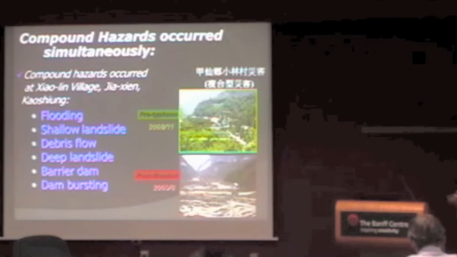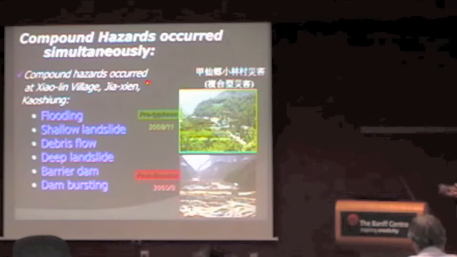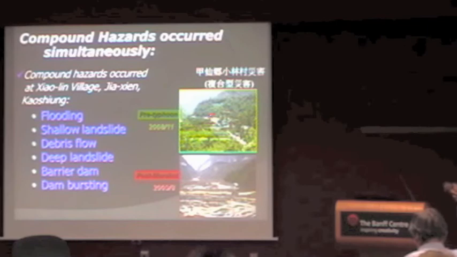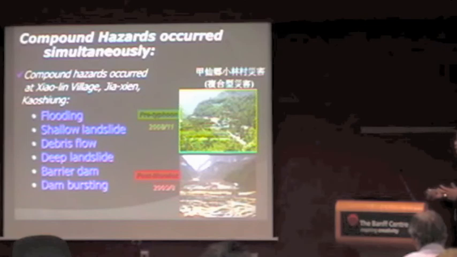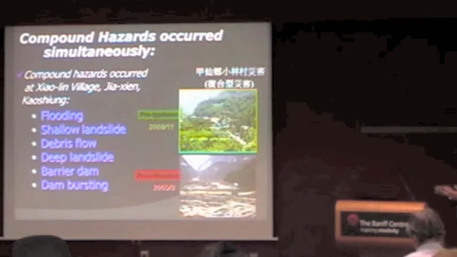So in this case, we found that a couple of cases occurred in Xiaolin village. This is Xiaolin village in pre-typhoon and post-typhoon pictures. This type of disaster will occur one after another, like maybe a landslide in the upstream, and then debris flow in the midstream and downstream.